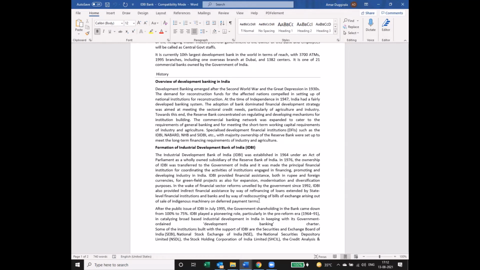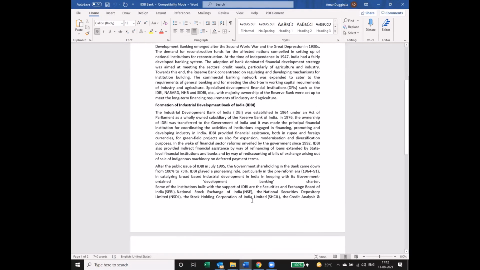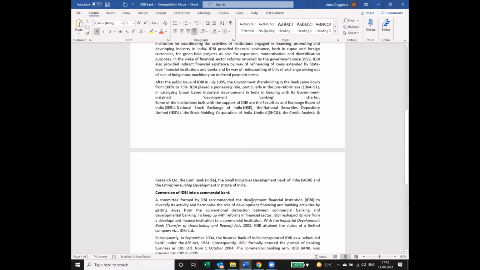Right? And with the help of IDBI Bank, Industrial Development Bank of India, institutions at the national level like Securities and Exchange Board, National Stock Exchange, National Securities and Depository Limited, Stock Holding Corporation of India, all these institutions were created under the guidance, management and funding of Industrial Development Bank of India. These companies were also created, which have a national importance of role. They were also owned by Government of India. Exim Bank, Small Industries Development Bank, IDBI, these were created, and Entrepreneurship Development Institute of India.